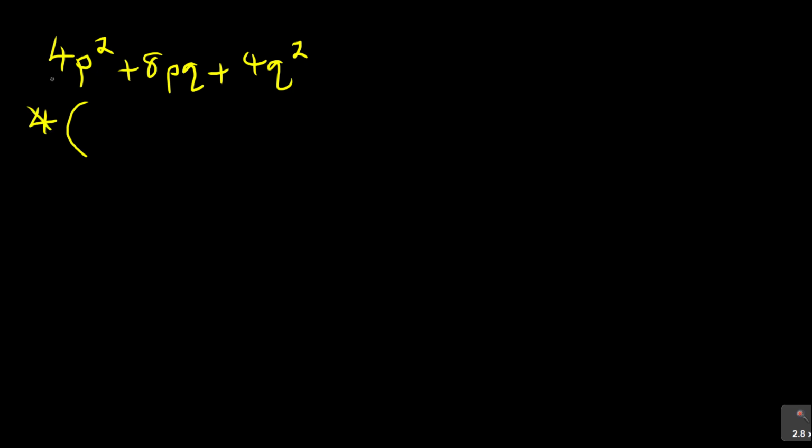Take out 4, 4 cancelling 4, 4 cancelling 8 is a 2, 4 cancelling 4 there is a 1. So you can see it's p squared plus 2pq plus q squared. That's what you're going to have. So if I use that, it will be in here p squared plus 2pq plus q squared.